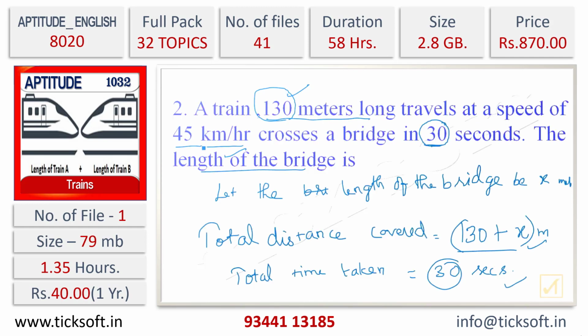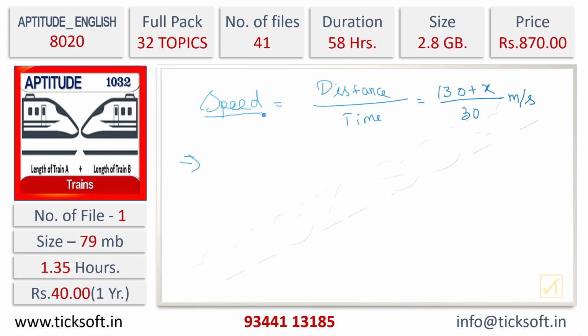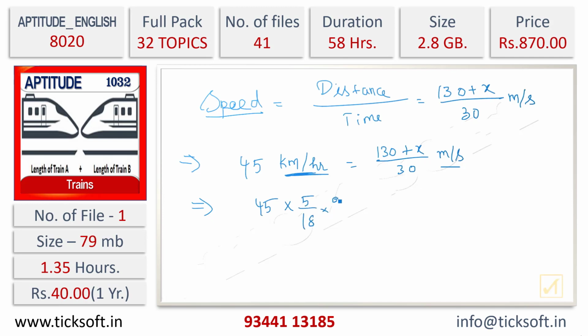But here already the speed of the train is given, which is 45 km per hour. So this implies what? Instead of the speed we are going to substitute the speed of the train, which is 45 km per hour, and this must be equal to what? This (130 plus x) divided by 30 meter per second. But here this is in 45 km per hour and this is in meter per second. So therefore we are going to convert this kilometer per hour into meter per second. For that what we have to do? We have to multiply this 45 by 5 by 18, or else we can multiply this by 10 by 36. So we are going to multiply both the numerator and denominator by 2.